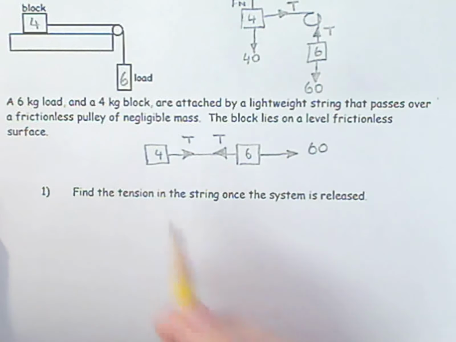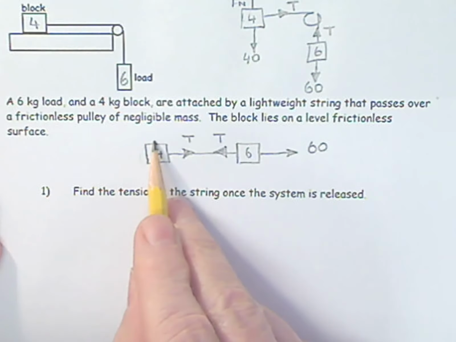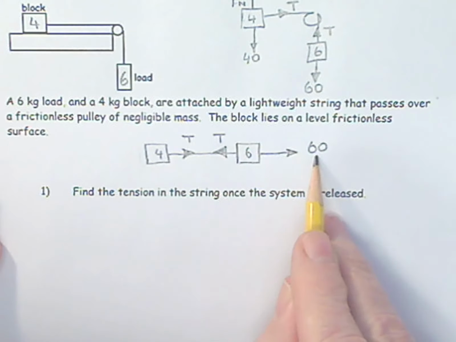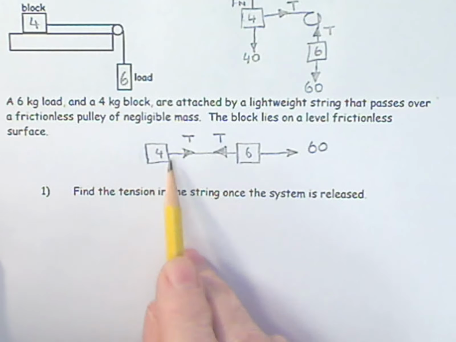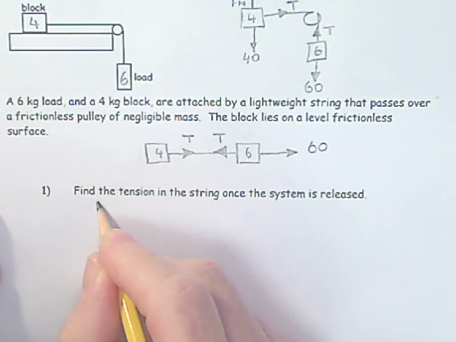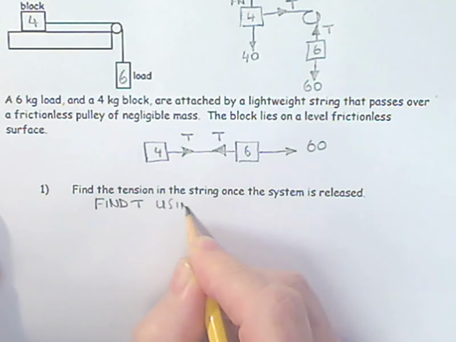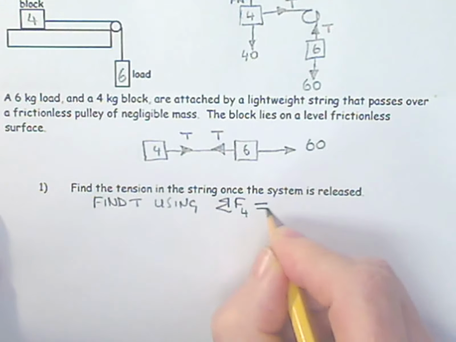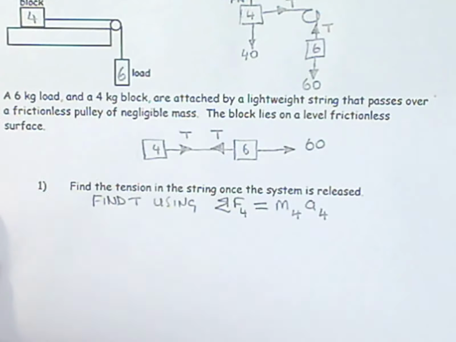It's definitely a Newton's second law question, and I could look at the 4 kilogram mass, or I could look at the 6 kilogram mass. If I looked at the 6 kilogram mass, I'd take into account that 60 and that tension, because it's net external forces. If I want to look at the 4 kilogram mass, it's only this tension pulling on it. That seems to be the best bet. I'll say find T using the sum of the forces of the 4 kilogram mass equals the mass of the 4 kilogram mass times the acceleration of the 4 kilogram mass.